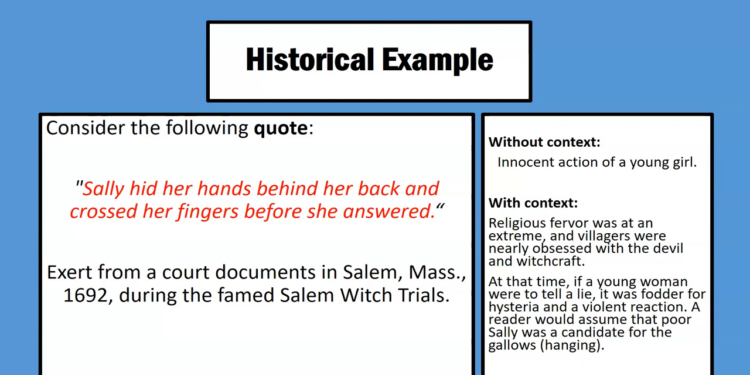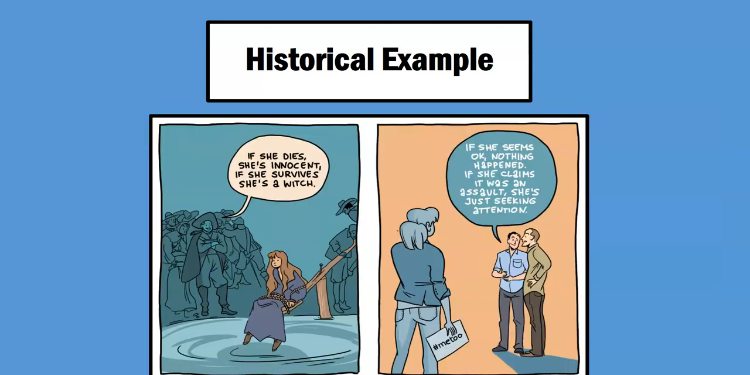So without knowing that context, we would just say an innocent action of a young girl, but now we understand and learn further of the context that this is actually a description of the court case where moments later she was found guilty and hung because it was believed that she was a witch and sent to the gallows.